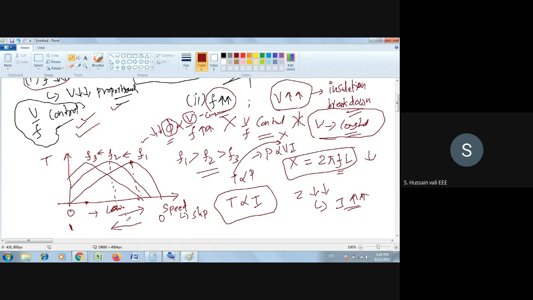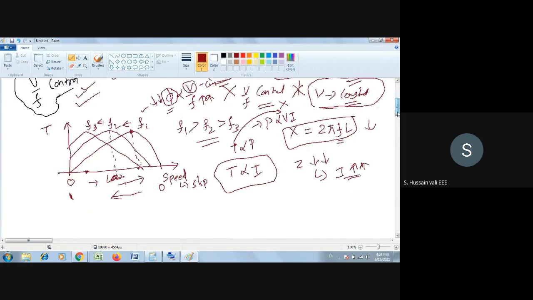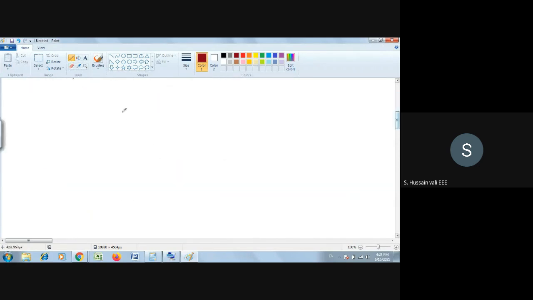Now the same explanation which I have given here, I will explain using the block diagram. One block diagram I will draw now. So using that diagram, we will just explain.